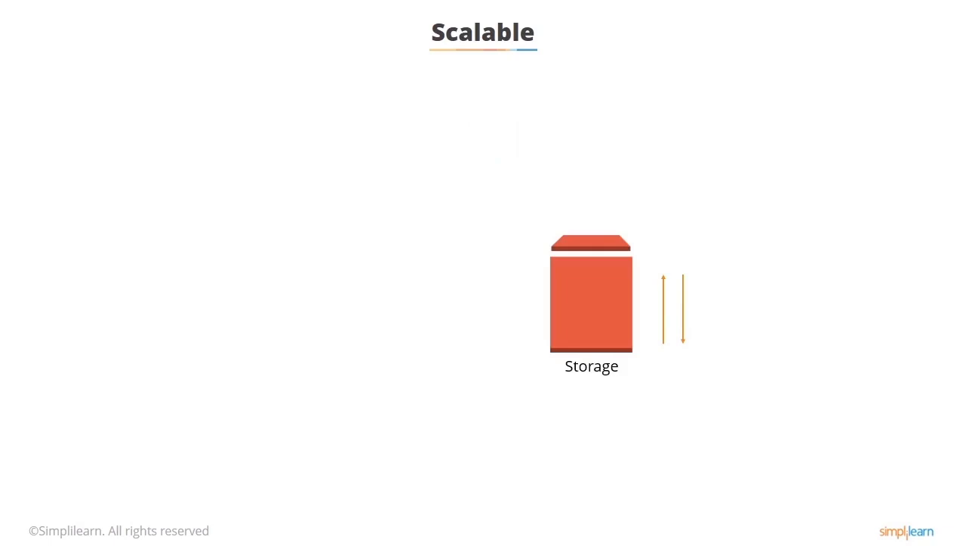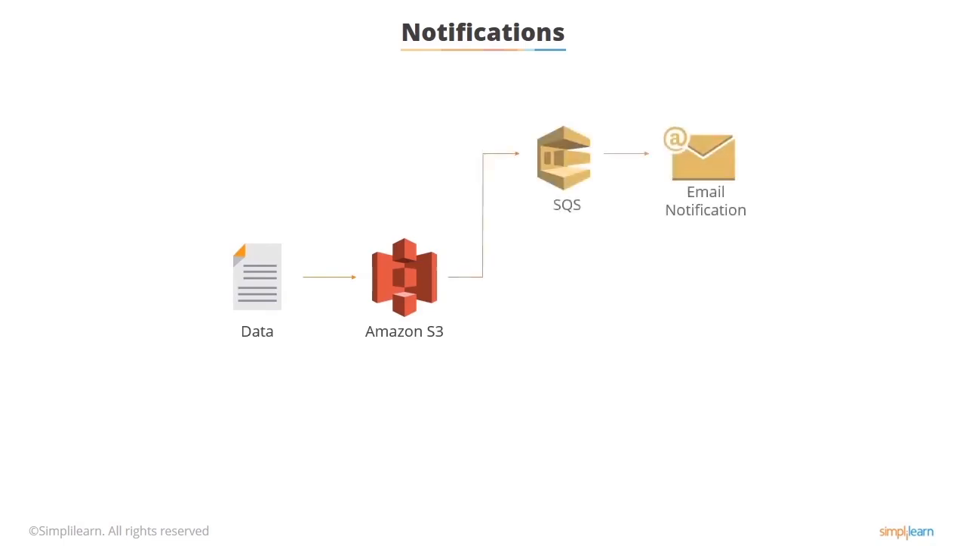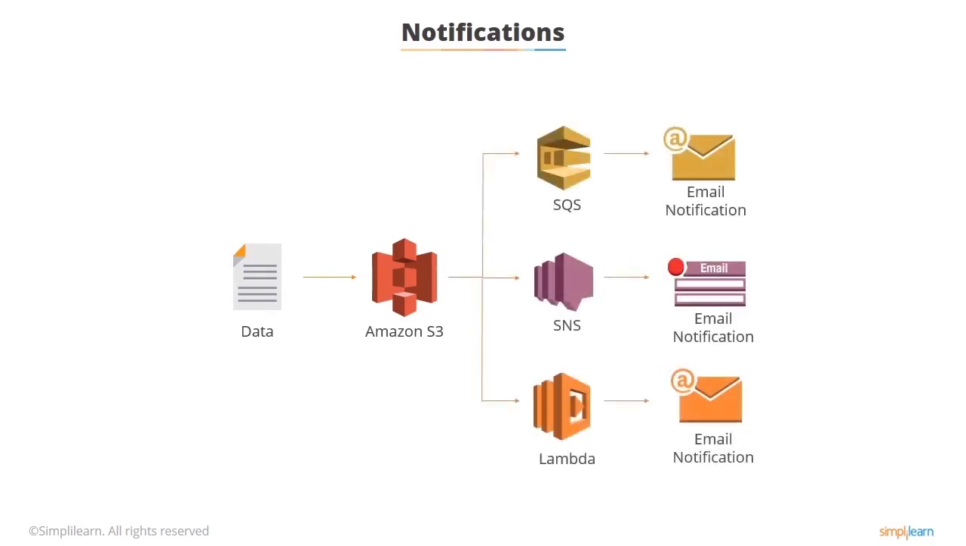Amazon S3 is also highly scalable. It allows you to store as much or as little data as you want. The storage is elastic, so you can scale up and down as required and only pay for what you're using. You can also configure notifications to be sent when objects are loaded into Amazon S3 via SQS, SNS, or even Lambda. This way you can set up workflows for your files.